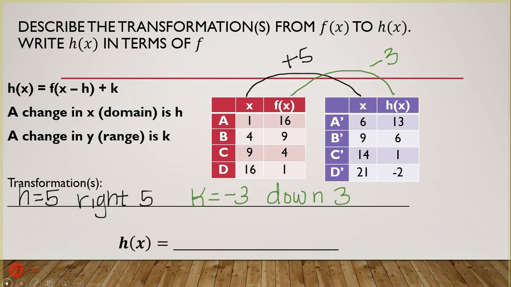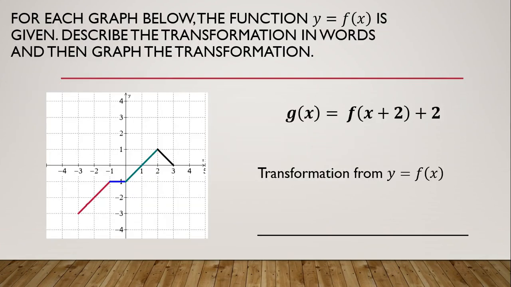So when I write my function rule, h of x in terms of f, we have the function f being moved to the right 5. So I'm going to put a 5 in for h and down by 3. Let's do the same thing with the graph. Here we have the function f of x.